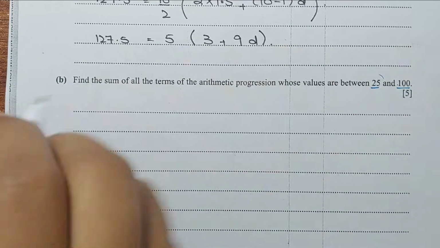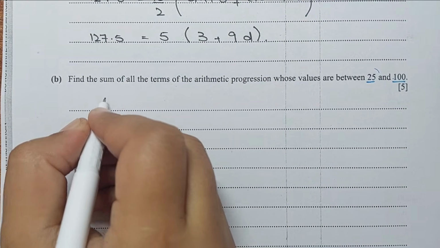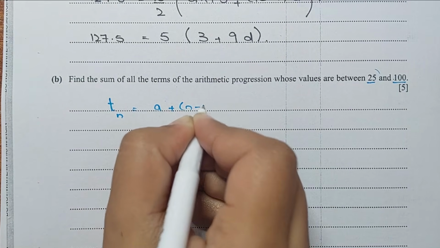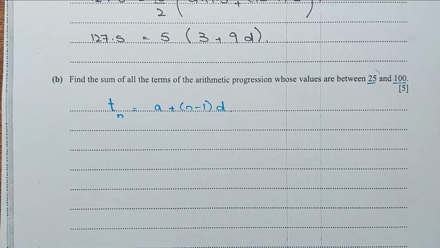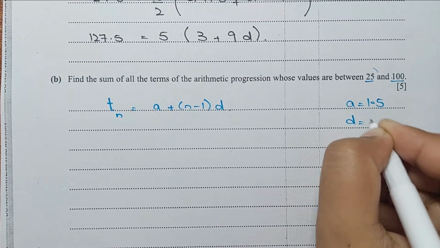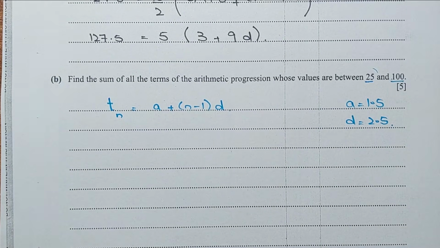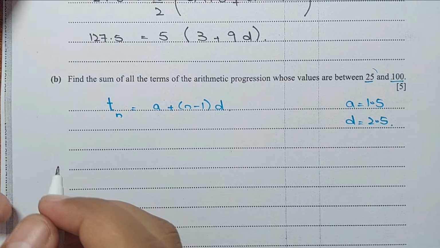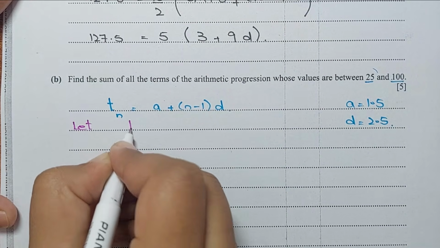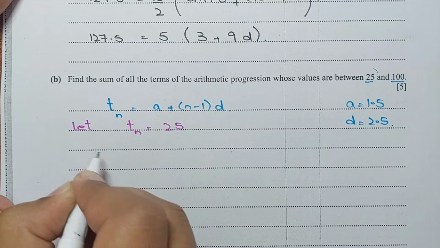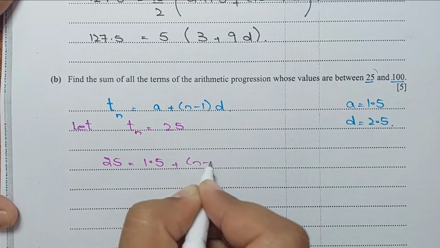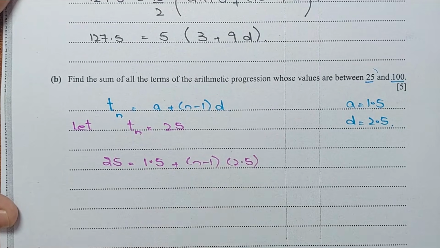Okay, so we can use the term formula for an arithmetic progression, Tn equals A plus (n minus 1) into D. We have A, which is 1.5, and D we just solved, which is 2.5. So use these two pieces of information. Which n term has 25? Let Tn be 25. So 25 equals 1.5 plus (n minus 1) into 2.5.